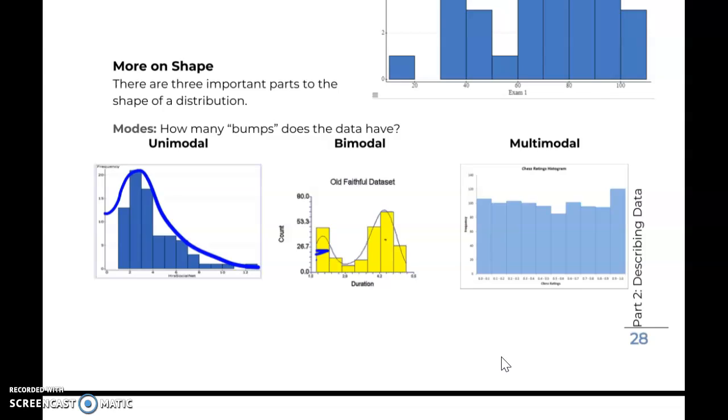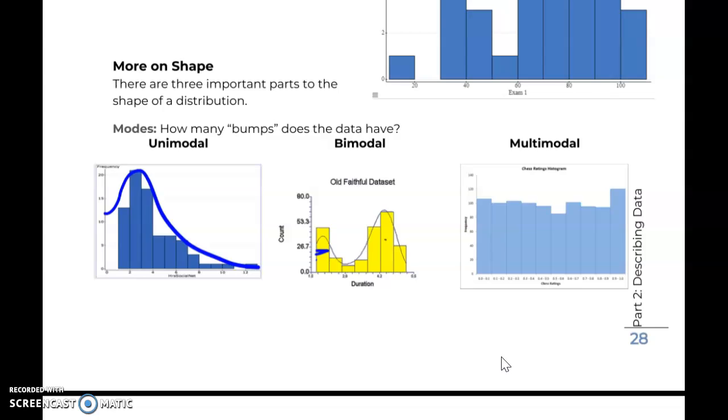Oftentimes this is when we have two populations put together, so our data is kind of two different groups. Maybe we're looking at heights of men and women and they're put together, and this may look like a bimodal distribution. And then the last one we have is multimodal. This is where we have many modes. You can see that these are all very close to each other.